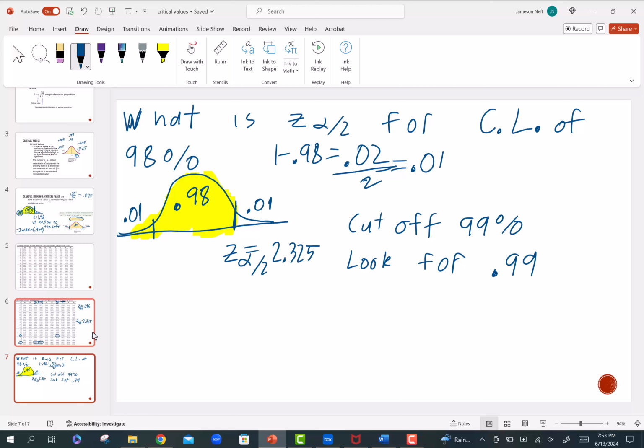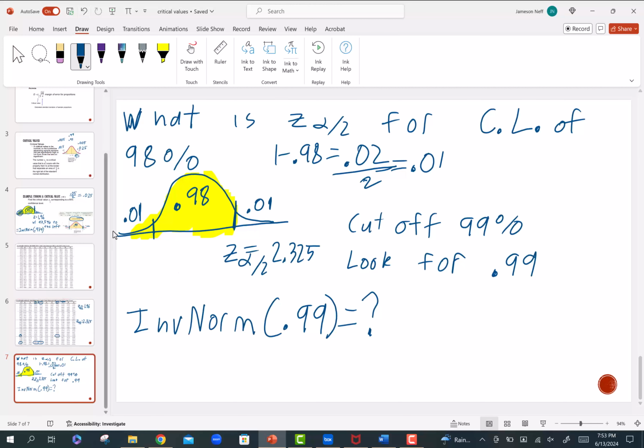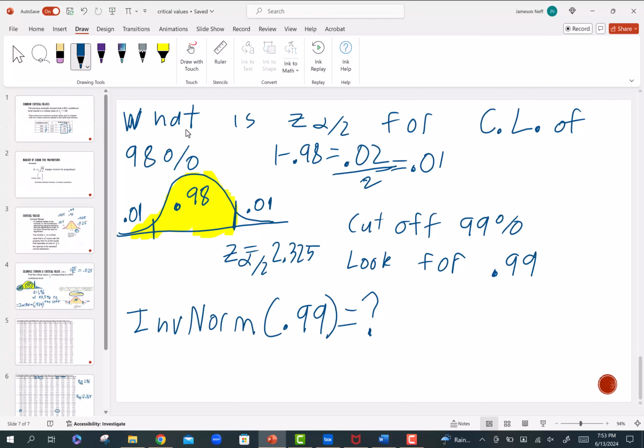If I wanted to know it exactly, or as exact as you want it to be, I could type invert norm 0.99 into my calculator to give me the exact z-score to help me find a confidence interval for that particular confidence level. Okay, so that is the answer to the question that was asked.